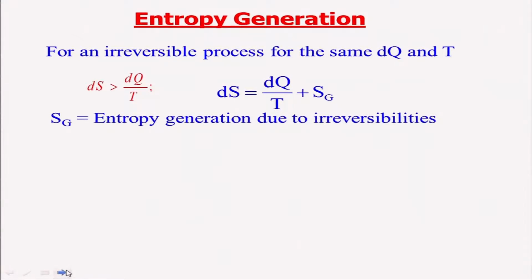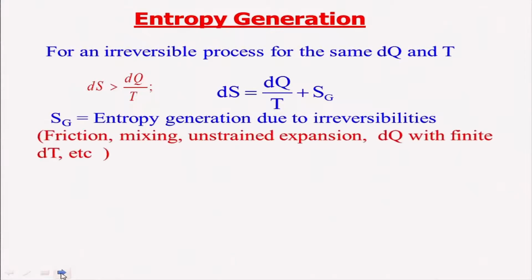S_g will be 0 for a reversible process, and this irreversibility is basically caused either due to friction, mixing, unrestrained expansion, or heat addition with a finite temperature difference. If the temperature gradient is more, the irreversibility will be more. But we have seen that in a quasi-static process, where the gradient is very, very small, you can call it a reversible process if the gradient is infinitesimally small.